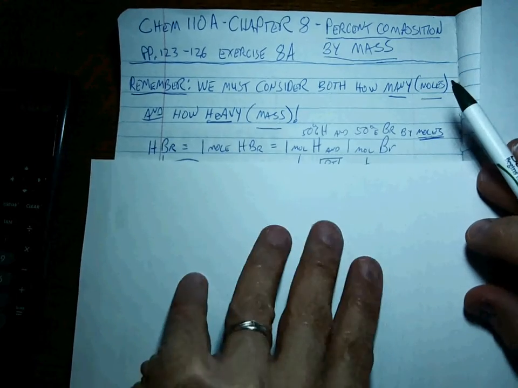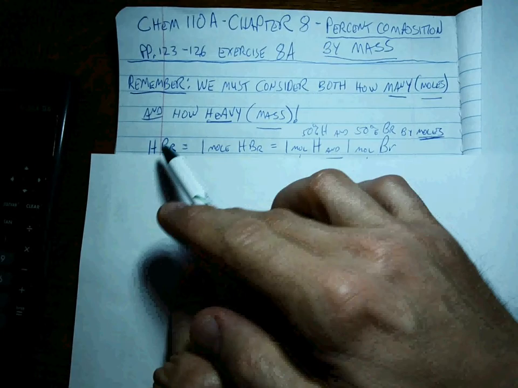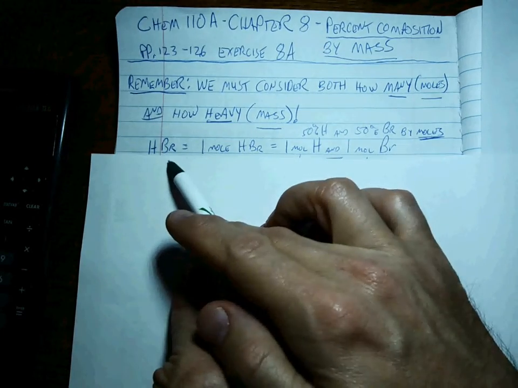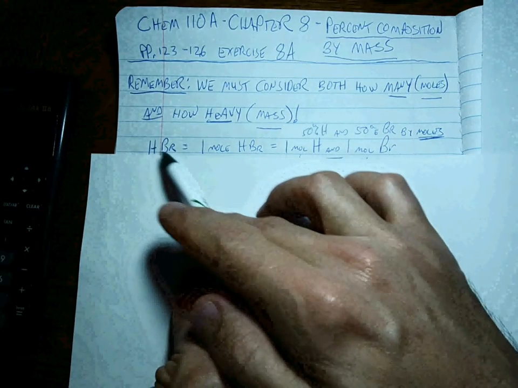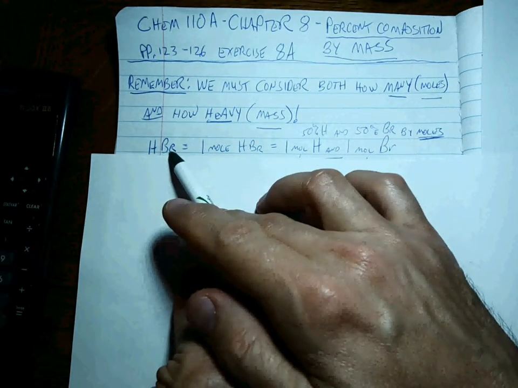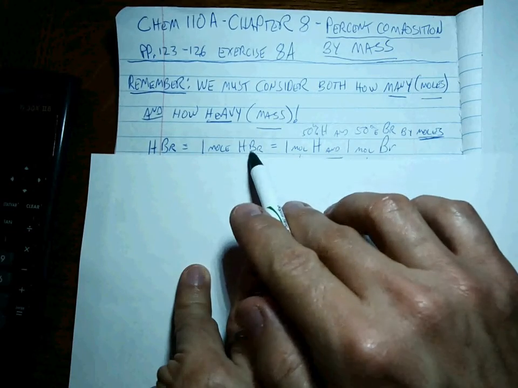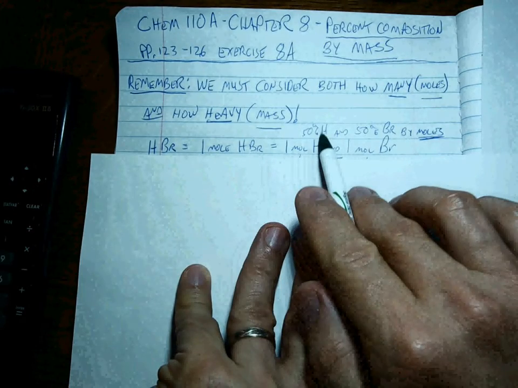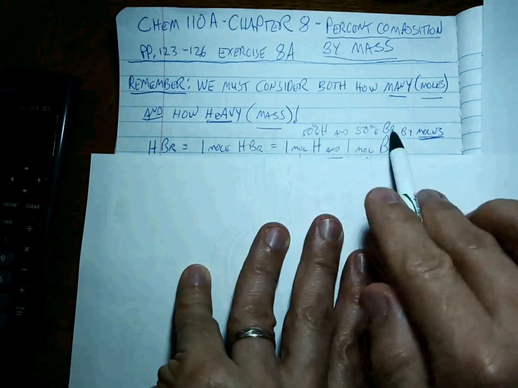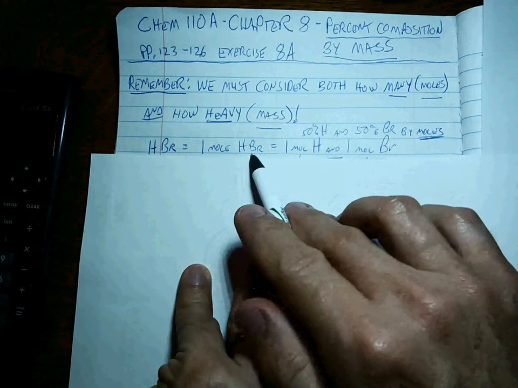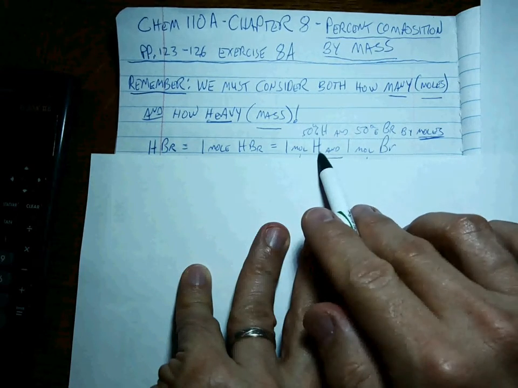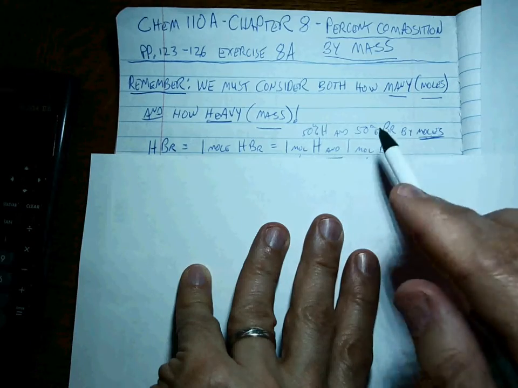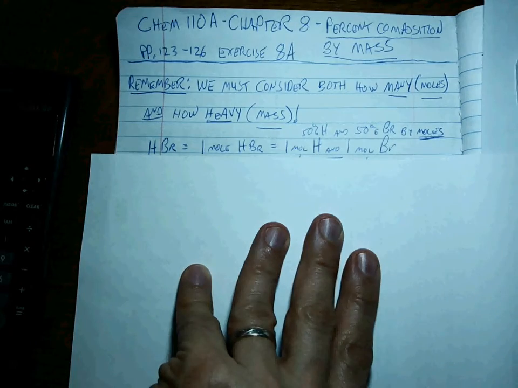Okay, so let's think about HBr. HBr is your basic diatomic molecule, one hydrogen and one bromine. So if we had 1 mole of HBr, you would agree that there's 50% H and 50% Br in every 1 mole. 1 mole of H and 1 mole of Br. But we also know more about each of these.